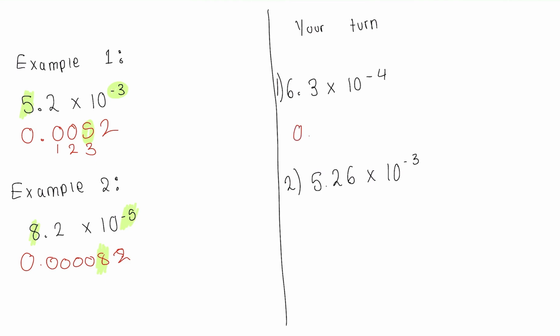So for this first one, you should have got 0.0063, making sure that your 6 is in your 4th decimal place. This one here, you should have got 0.00526, making sure your 5 is in the 3rd decimal place.